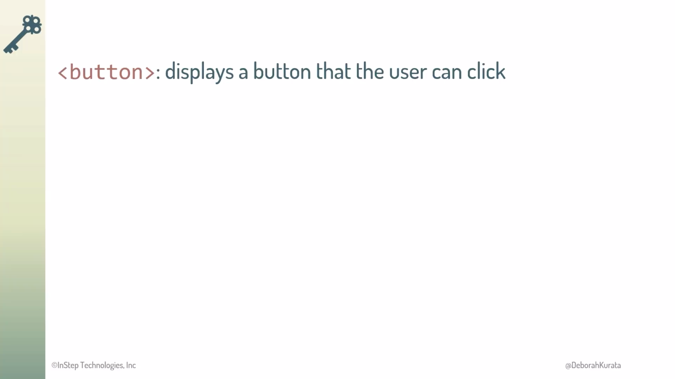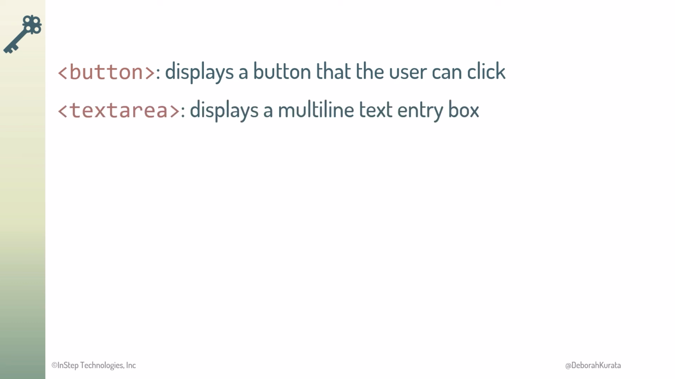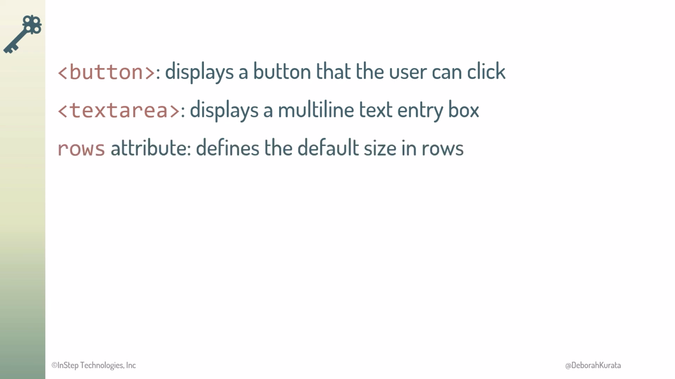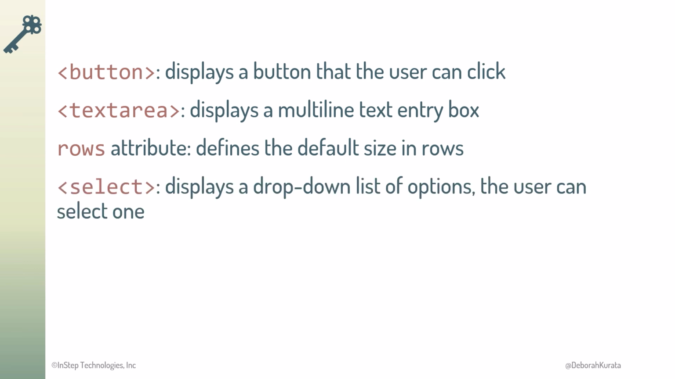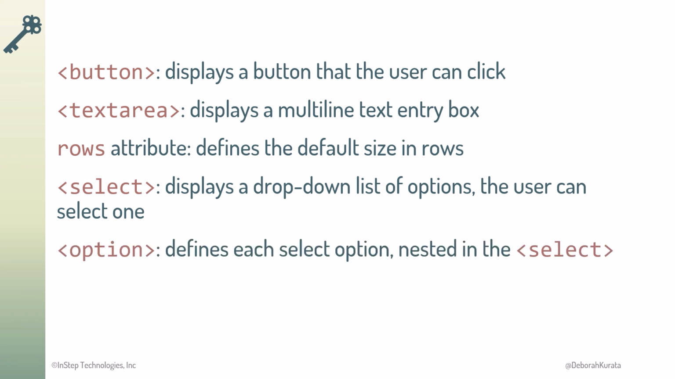So, use the button element to display a button that the user can click. The button won't do anything unless we write code for it, or it's within a form, as we'll see coming up. The text area element displays a multi-line text entry box. Use the rows attribute to specify the default size in rows. The select element displays a drop-down list of options and the user can select one. The option elements define the select options and are nested within the select element.